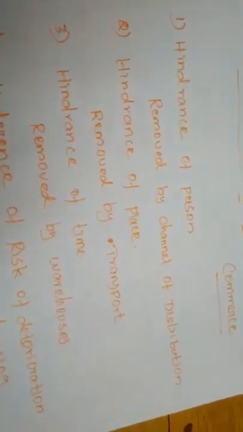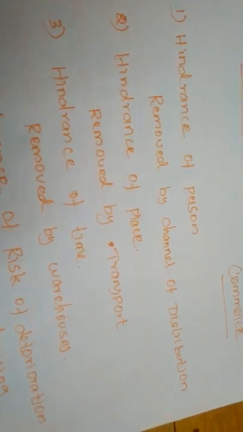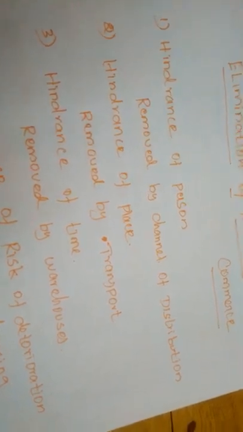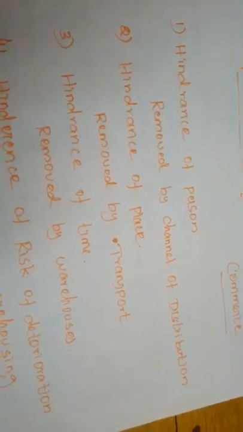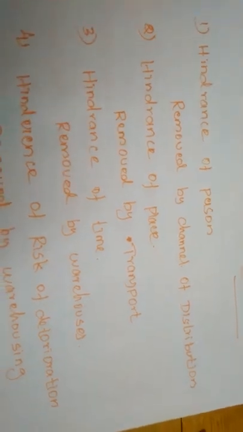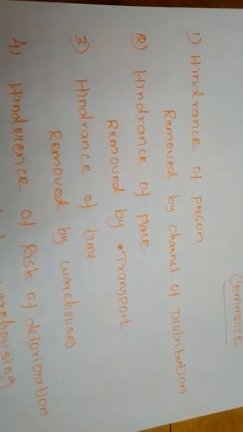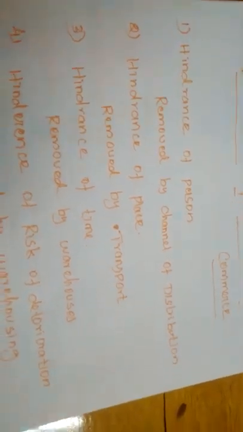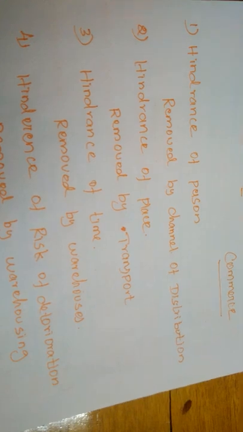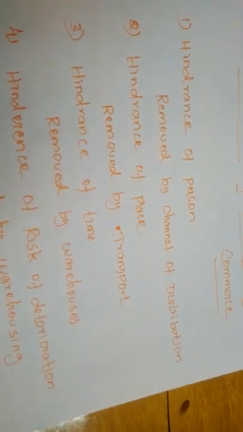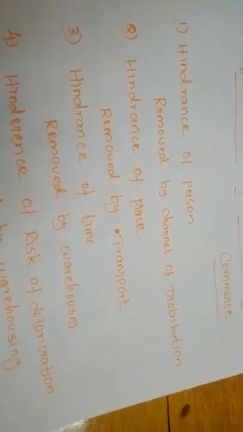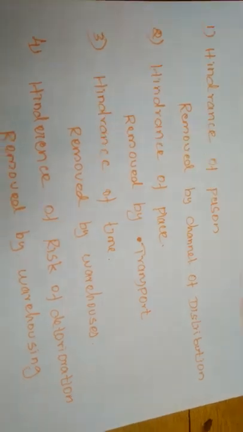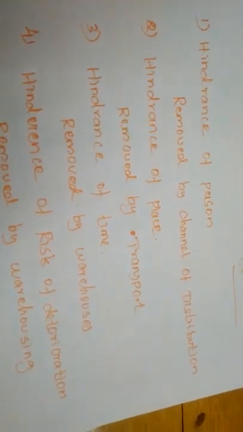The two persons will never meet directly. Even though the wants for the product arise day by day, and the product is distributed by the producer day by day, the direct contact will not be there. So the hindrance of persons is there. But the hindrance needs to be removed, you know. How will the hindrance of persons be removed or eliminated? For that, one of the aids to trade, the channel of distribution, will remove the hindrance of persons.